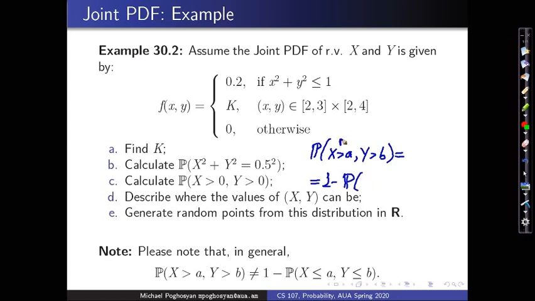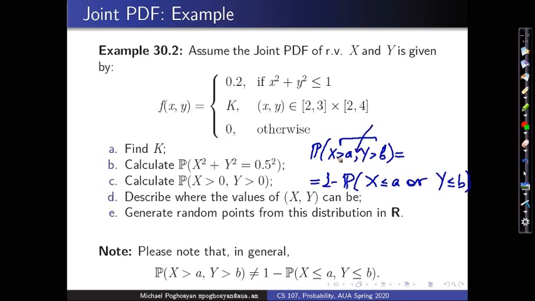1 minus, this is not correct. So here I have x is larger than a and y is larger than b. The negation of that will be either x is less or equal than a, or, here I'm not writing and, but I'm writing or, sorry. Let me erase. Or y is less or equal than b. So the negation of and is or.